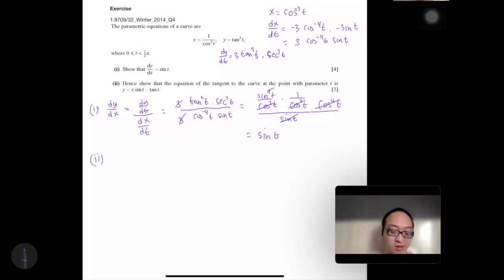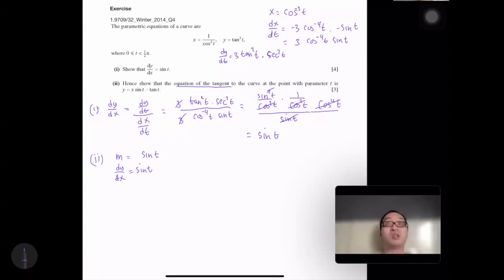Second question. Hence, show that the equation of the tangent to the curve at the point with parameter t is y equals x sin t minus tangent t. Now, to find the equation of the tangent, we need the gradient and the point. The gradient of the tangent we know is its first derivative, which is sin t. So dy/dx equals sin t, yeah?